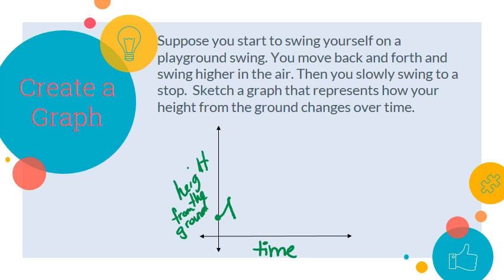And then I swing backwards a little bit. So my height goes up a little bit. And then it comes back to ground height. Then I swing forward higher. And then I come back to ground height. And as I go backwards, I'm even higher.